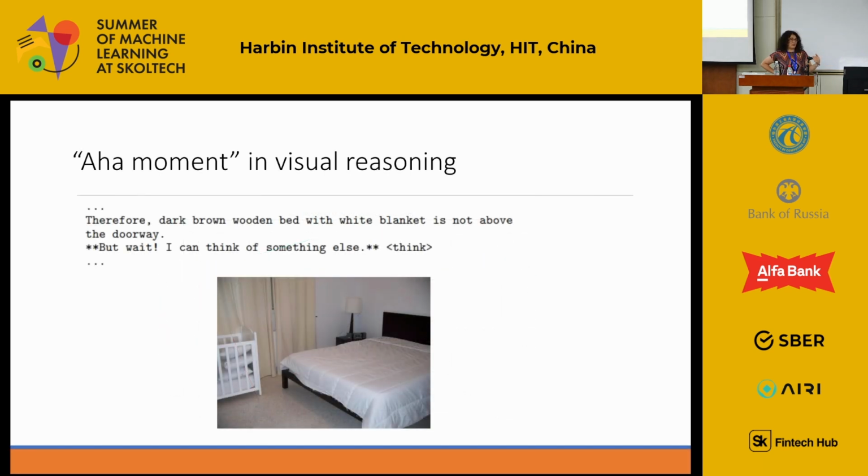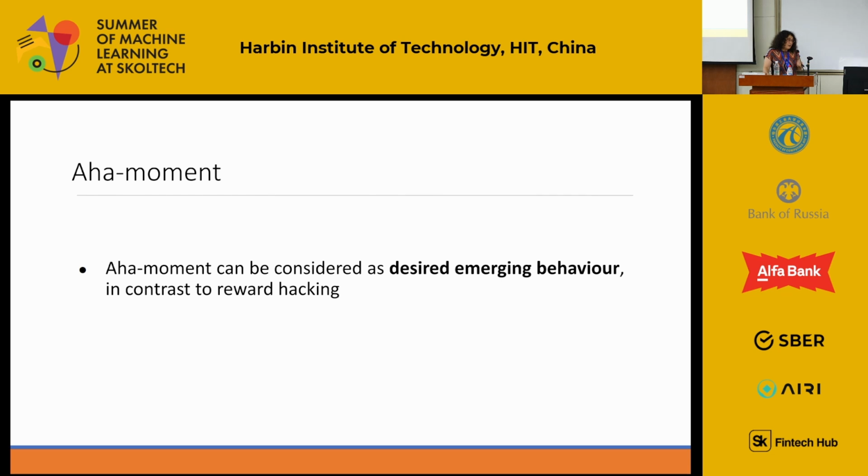Here, an image of a room is provided, and the question is asked about mutual positions of some things in the room. For example, is the dark brown wooden bed above the doorway, or some such. But wait, I can think of something else like this. So it's also useful for the model, if the task is difficult, to think several times in some strange directions to come up with a good answer. And so the aha moment can be considered as a desired emergent behavior.